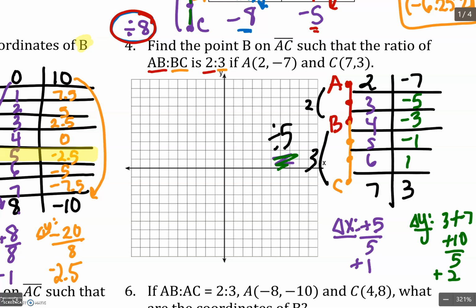And then finally, point B is 4, negative 3. Always make sure you write it as a coordinate point for the final answer.